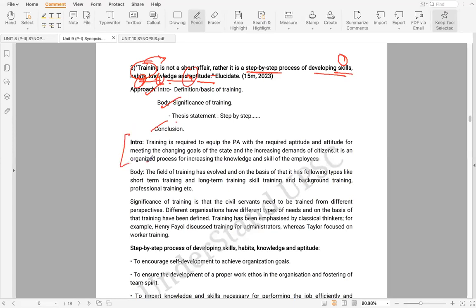Training is required to equip public administration with the required aptitude and attitude for meeting the changing goals of the state and the increasing demands of citizens. It is an organized process for increasing the knowledge and skill of the employees. We've tried to link it with skills and knowledge here. The field of training has evolved, and on the basis of that, it has the following types like short-term training, long-term training, skill training, background training, etc. The significance of training is that the civil servants need to be trained from different perspectives. Different organizations have different types of needs.